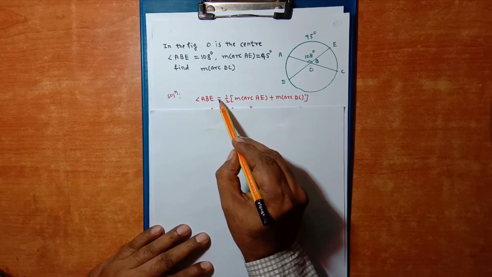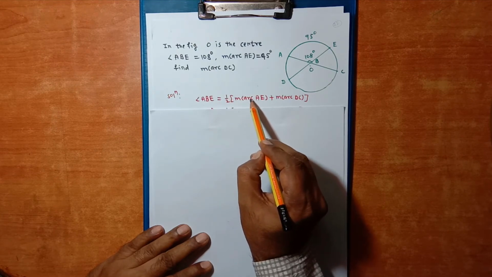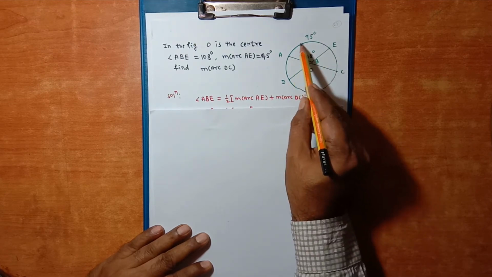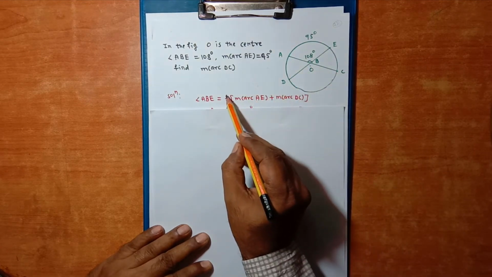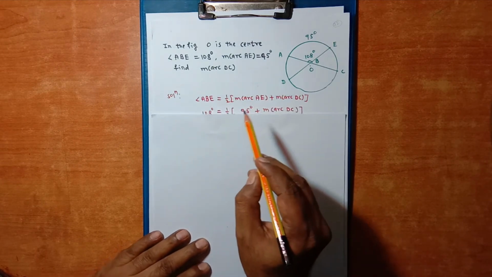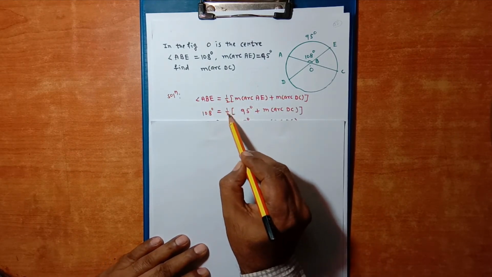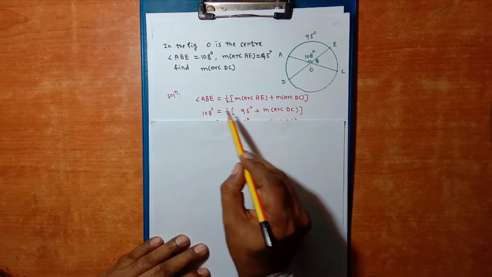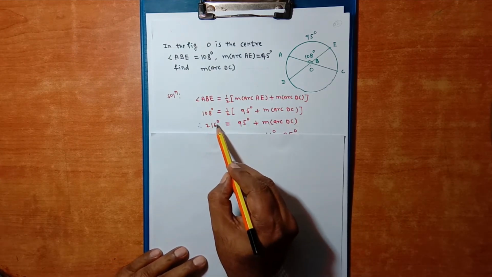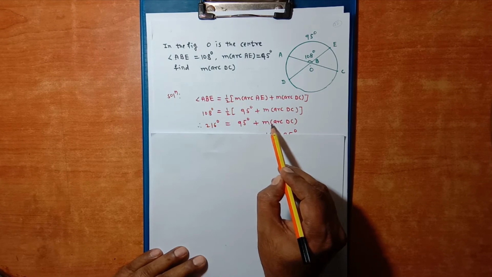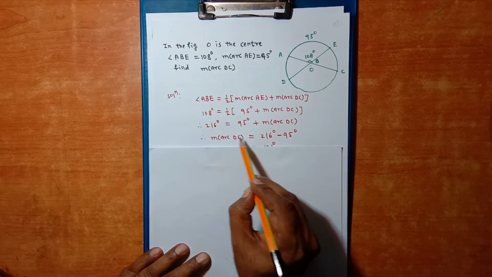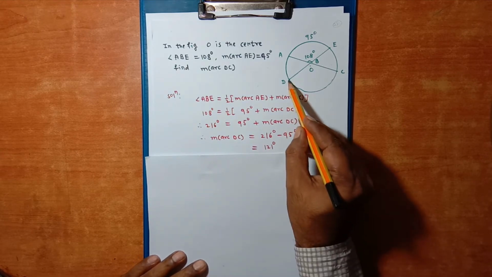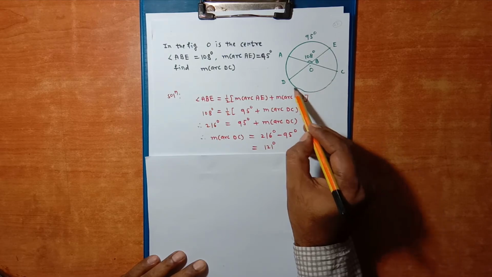Angle ABE is equal to 1/2 times the sum of measure of arc AE and measure of arc DC. Now substituting the values, 108 degrees is equal to 1/2 in bracket 95 degrees plus measure of arc DC. Multiplying both the sides by 2, 216 degrees is equal to 95 degrees plus measure of arc DC. Therefore, arc DC is equal to 216 degrees minus 95 degrees, which is equal to 121 degrees. Measure of arc DC is 121 degrees.